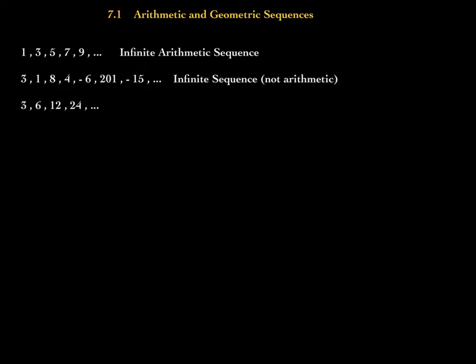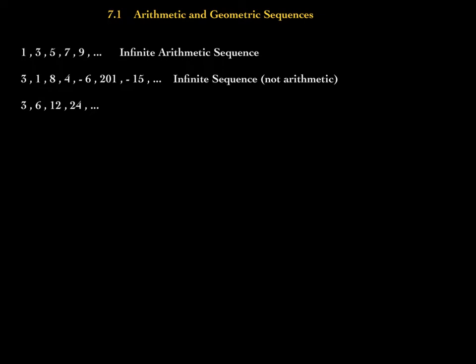Now look at this new sequence, 3, 6, 12, 24, etc. We would not classify this as arithmetic because if it were arithmetic, let's see, 3 plus 3 would give me 6, but 6 plus 3 would give me 9, and that's not the next term. So you do not keep adding the same number over and over again to generate these terms. Instead, you're multiplying by something. Do you notice what you're multiplying by?